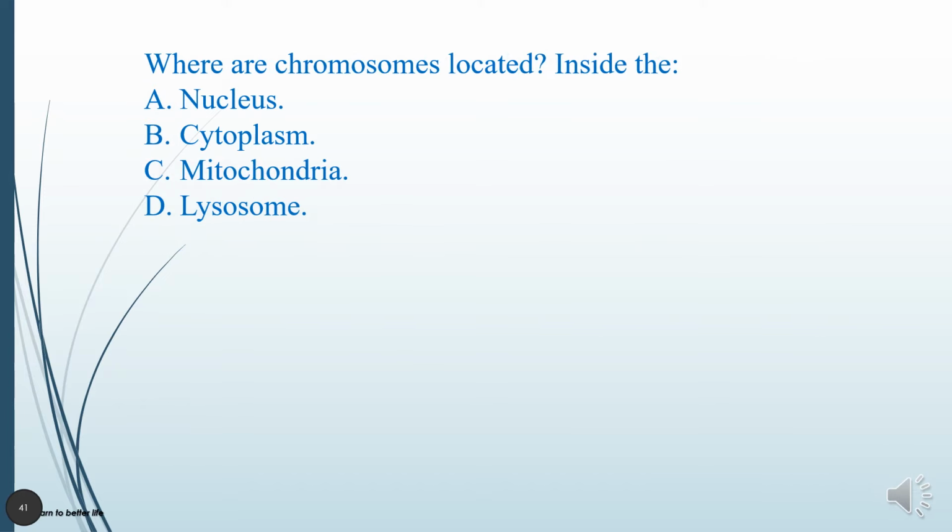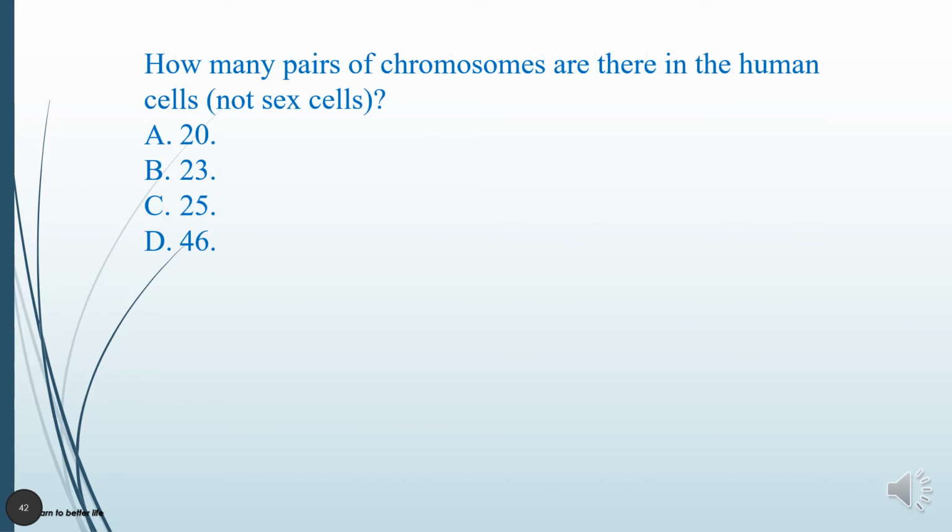Where are chromosomes located? Inside the where? A. Nucleus. B. Cytoplasm. C. Mitochondria. Or D. Lysosome? The answer is A. Nucleus. How many pairs of chromosomes are there in human cells, not sex cells? 20, 23, 25, or 46? The answer is 23 pairs.